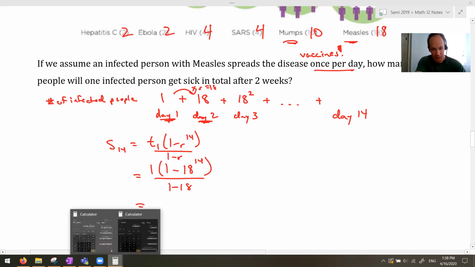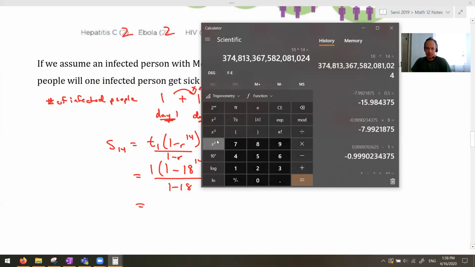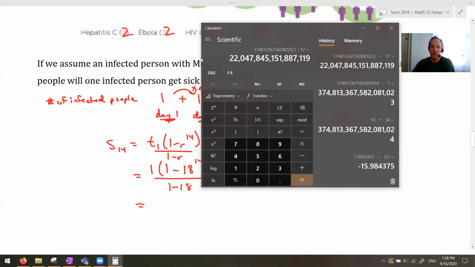18, let's go to the calculator. 18 to the power of 14. Okay, well that's a lot of people. So what we have basically is looking at this. I could subtract 1 from it because that's part of the formula. And then I could even divide it by 1 minus 18, which is 17. So let's divide that by 17. That's not going to knock it down too much, but there we go.